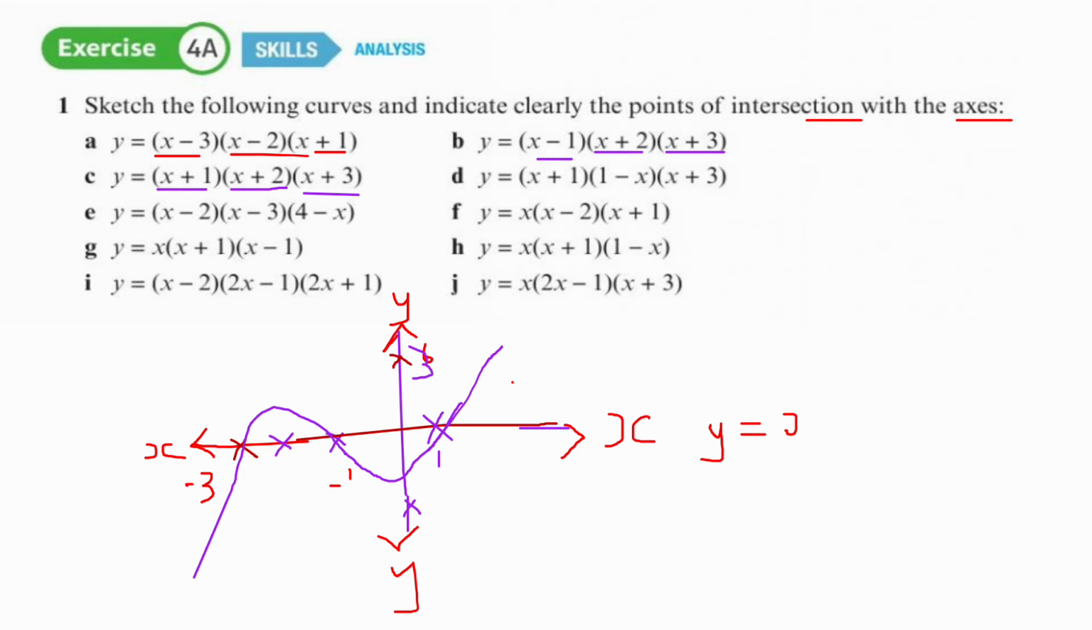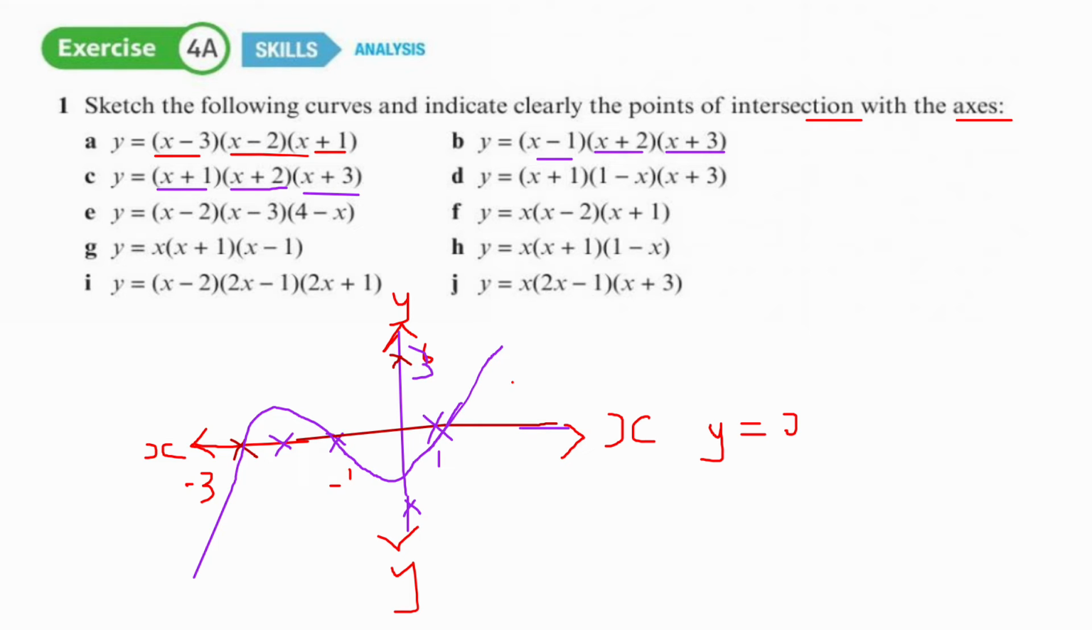I think I might have made a mistake here, guys. I apologize. So the solutions are -1 for the first bracket, 1, and then -3. But when x equals 0, I have 1 times 3, which gives me +3.